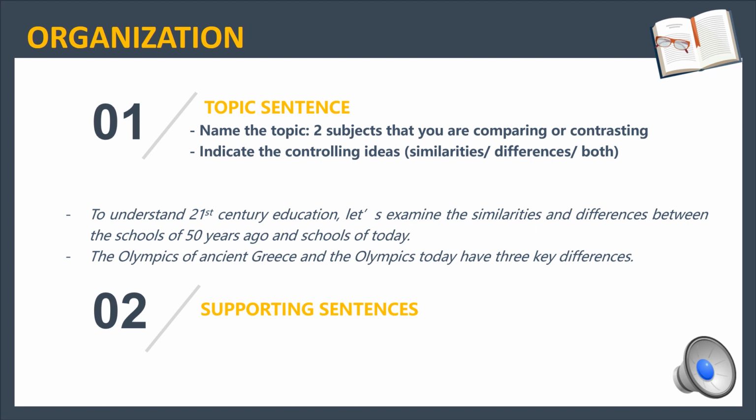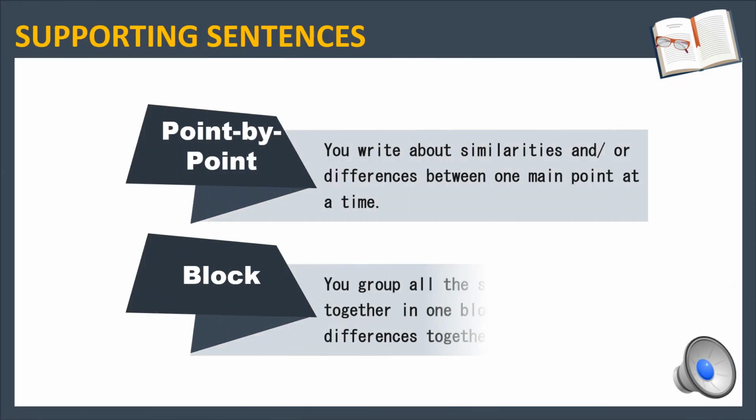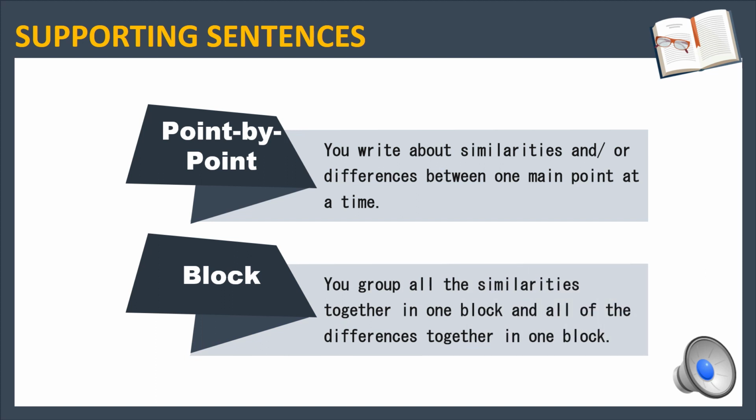The second part of a comparison and contrast paragraph is supporting sentences. For the supporting sentences, you can organize them into two structures. The first one is point by point, which means you write about similarities and or differences between one main point at a time. To understand more about this type of structure, you can take a look at the sample on LMS.